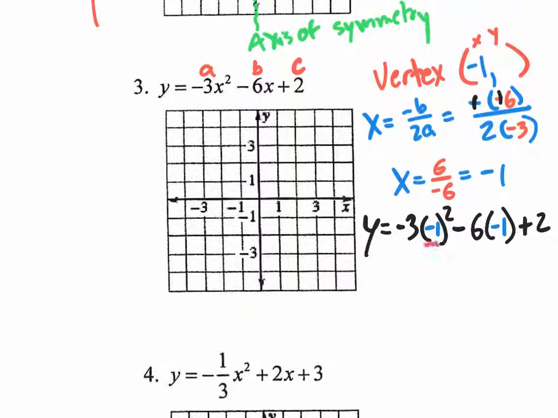Then I do PEMDAS. Negative 1 squared, that's positive 1. And of course, you still have this negative 3 out here. So negative 3 times positive 1, that's negative 3. And then 6 times negative 1, that's negative 6. But with the minus sign in the front, that's a negative 6, which is a positive 6. Or you could have thought of it as negative 6 times negative 1. That will give you a positive 6. And then you bring down the plus 2 at the very end. And then just go from left to right. Negative 3 plus 6, that's 3. 3 plus 2 is 5. So the y value of our vertex is 5.